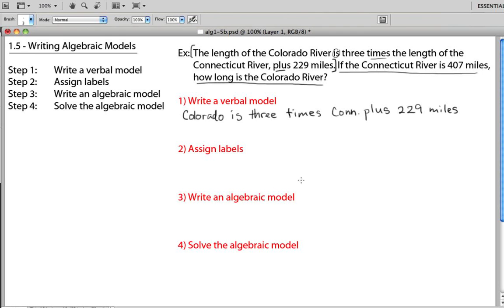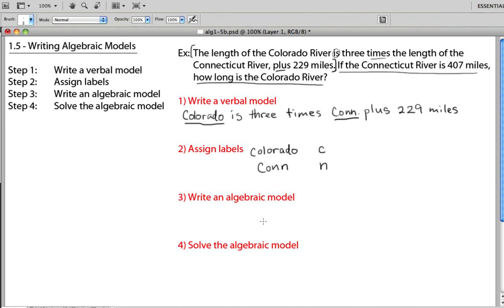Now generally in verbal phrases we use variables. Because we have Colorado River, Connecticut River right here, we're going to assign them variables in order to make the calculating at the end easier for us. Now there will be times, like in this example, where both labels will begin with the same letter. Obviously you cannot assign both of them the letter C because they do not represent the same thing. So for Colorado, I'll use the letter C, but for Connecticut, I'll use the letter N.